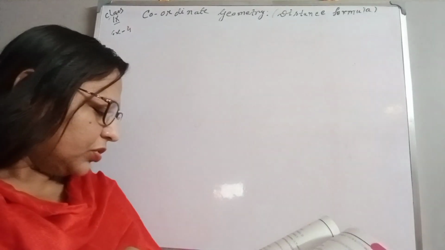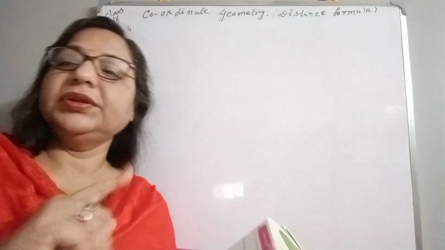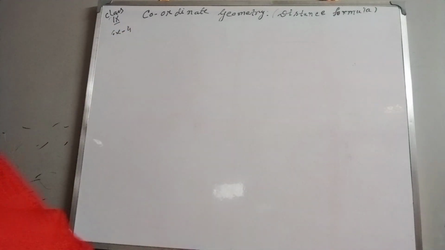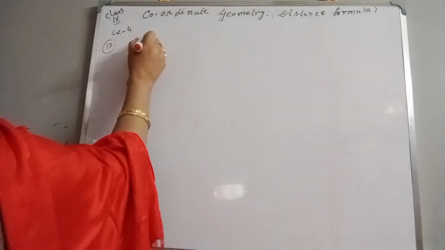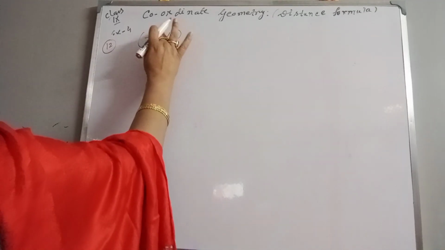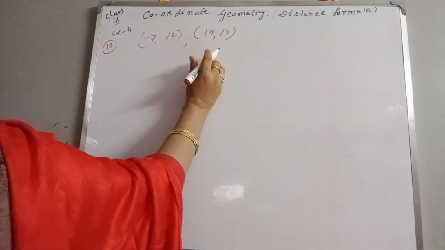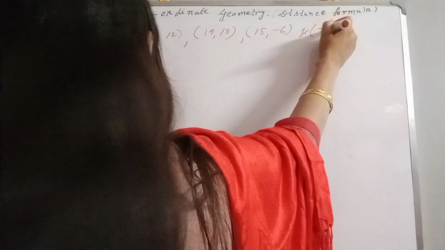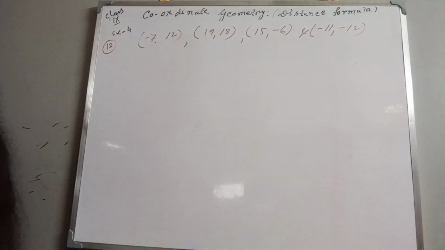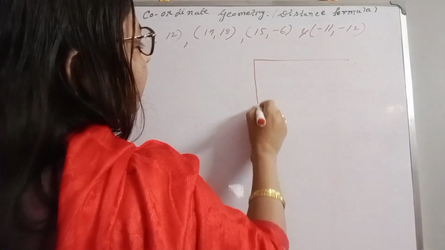Now next, sum number 12. This is important. Let us show that the 4 points, -7 comma 12, next 19, 18, next 15 comma -6, and -11 comma -12, form a parallelogram when they are joined orderly.